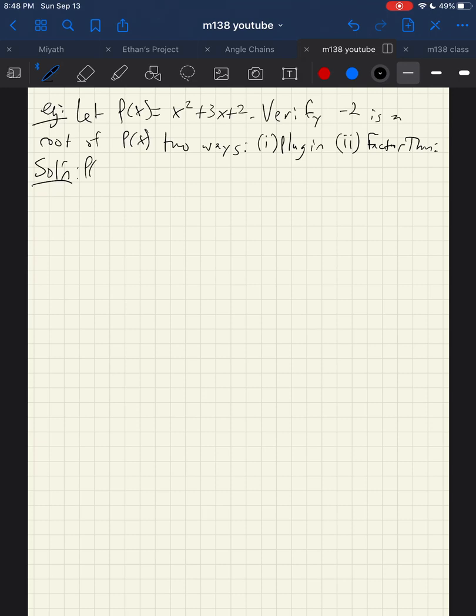Okay, so solution. So first, let's just plug in -2. So P of x, as we said, was x squared plus 3x plus 2. And that means that P of -2 is just -2 quantity squared plus 3 times -2 plus 2. And if we add all this together, what do we get? Well, we get 4 minus 6 plus 2, and that's 0. Ding, ding, ding. So we get that it is a 0.